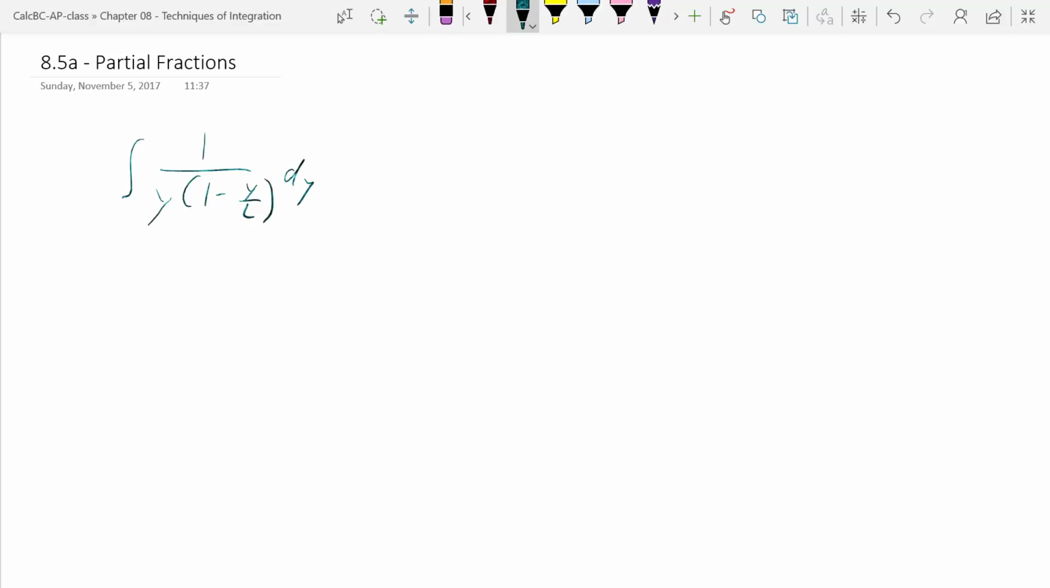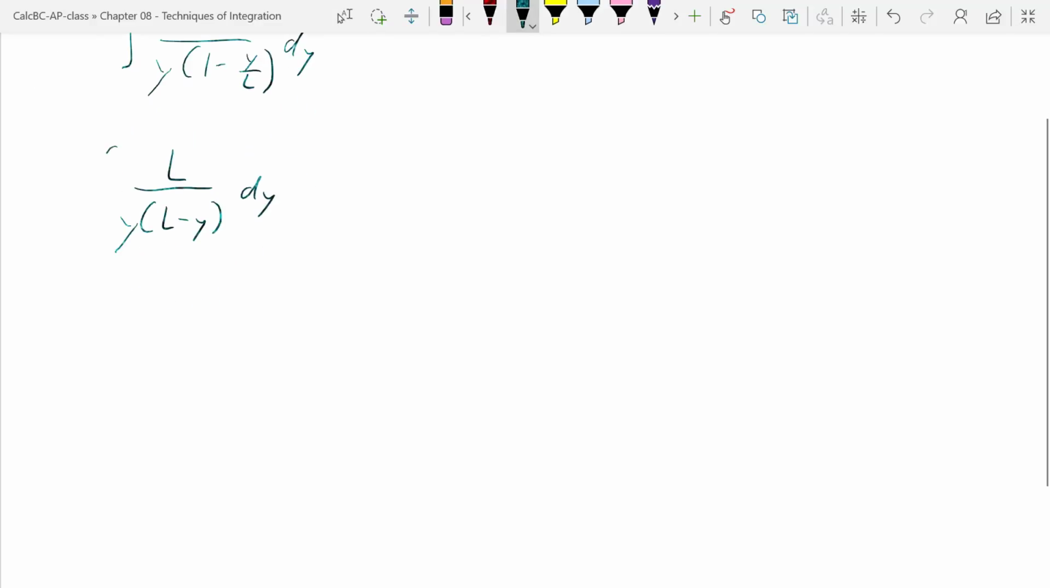To do that, we actually wanted to, in essence, factor out a 1 over L from the denominator, which with a little algebra converts to the integral of L over y times L minus y dy. And then I split this up into two different fractions. What I gave you with that is that you'd end up getting 1 over y plus, or sorry, 1 over L minus y.